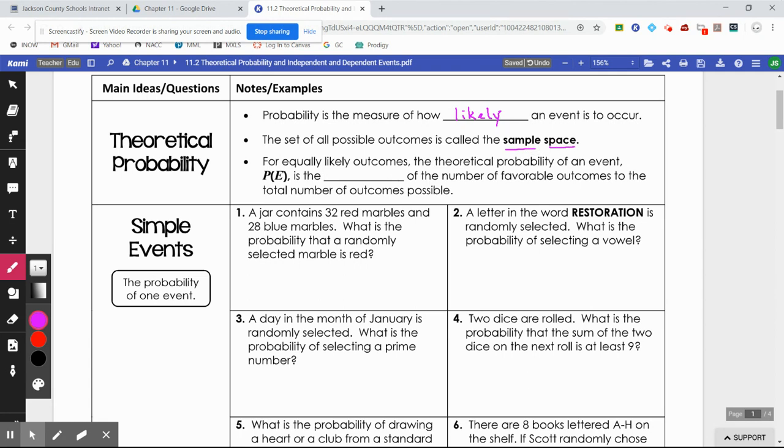What we mean by that is, if I'm flipping a coin, my sample space for that event would be either a heads or a tail. That's everything that could possibly happen. For equally likely outcomes, such as a coin, we know that heads and tails are both equally likely if we flip a coin.